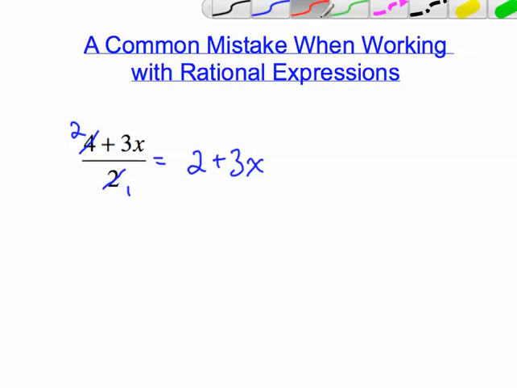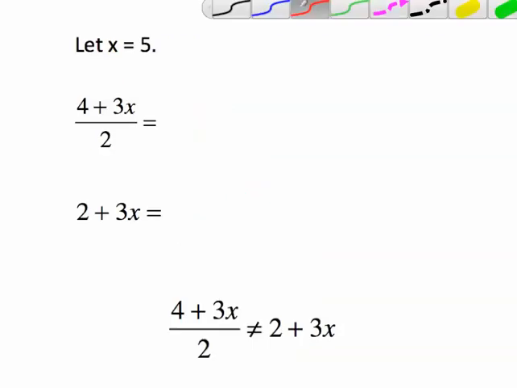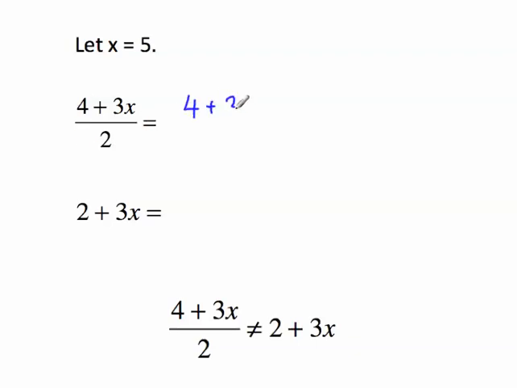But that is not correct. You can't do that. To just make that even clearer, let's take a look at what happens if we were to sub a value in. If we let x be equal to 5, well, in our original statement, 4 plus 3x over 2, we get 4 plus 3 times 5 over 2, which would be 4 plus 15 over 2, which is 19 over 2.